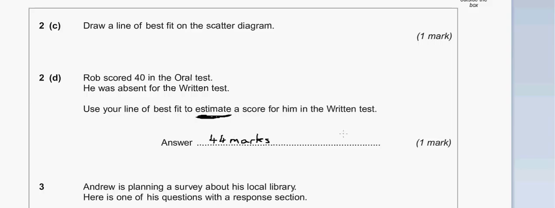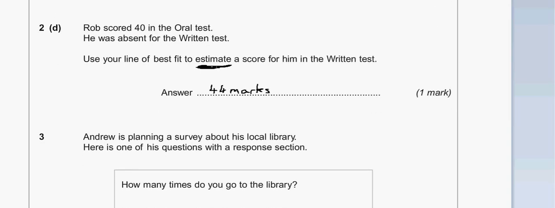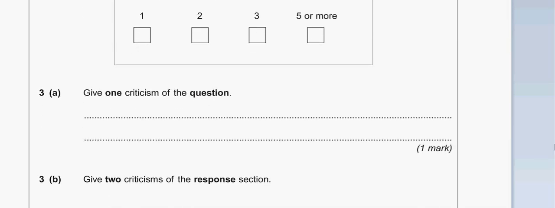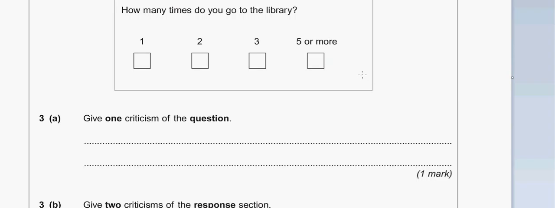Okay, so we move on to question 3. So Andrew is planning a survey about his local library. Here is one of his questions with the response section. So how many times do you go to the library? 1, 2, 3, 5 or more. Okay, so give one criticism of the question. So this is really you picking holes. This is your opinion.